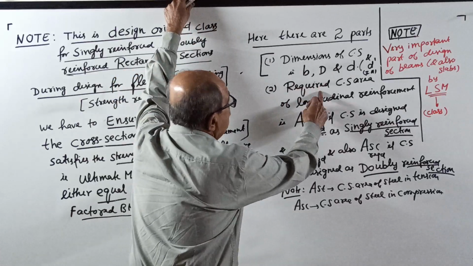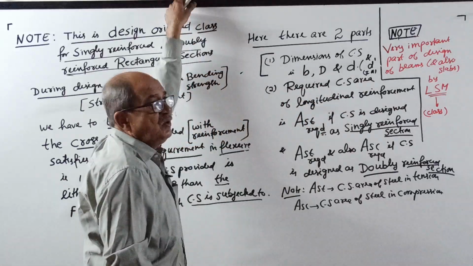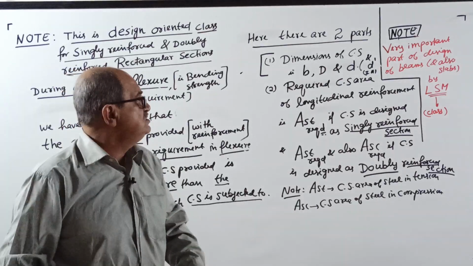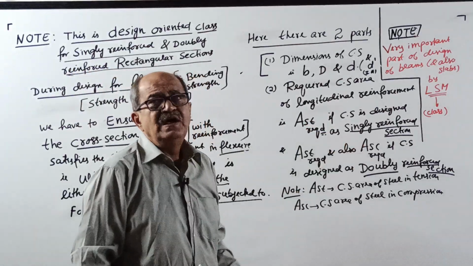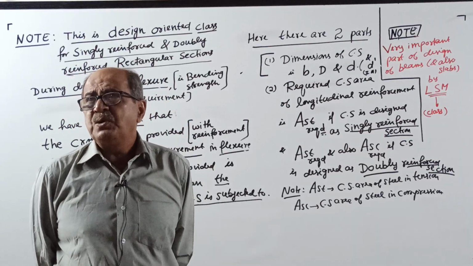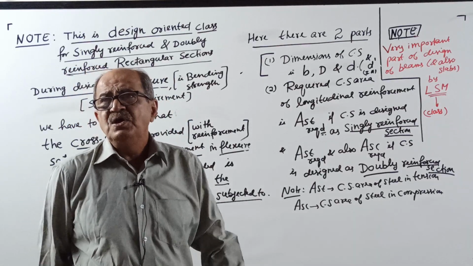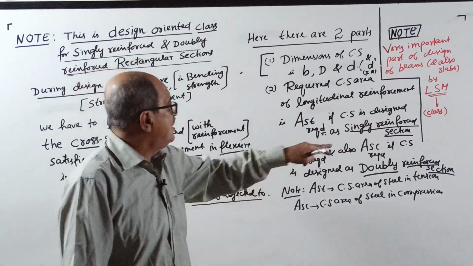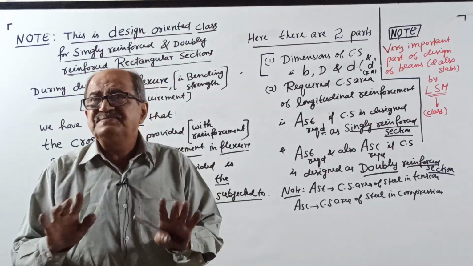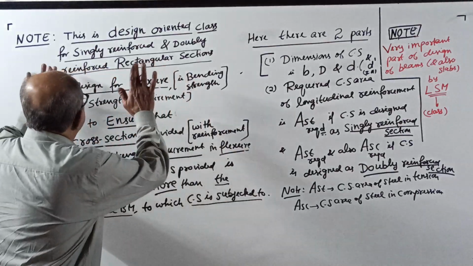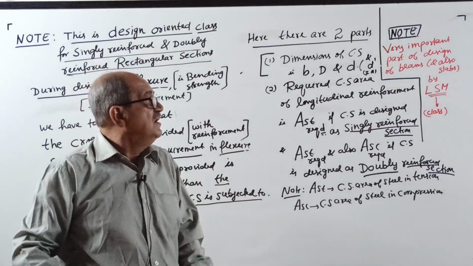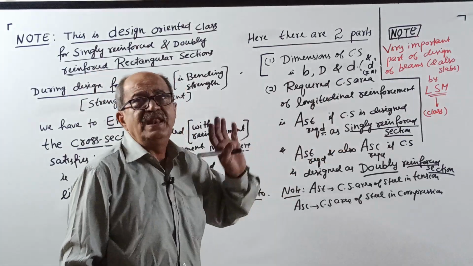Second one, required cross-sectional area. Why required? You should find how much is the required area. Once you know how much is the required area, you have to suitably provide it. Again, when you provide the reinforcement, what you do? You either provide equal to requirement or a little more. You should not provide less than requirement. But our course is only for finding required area of steel.